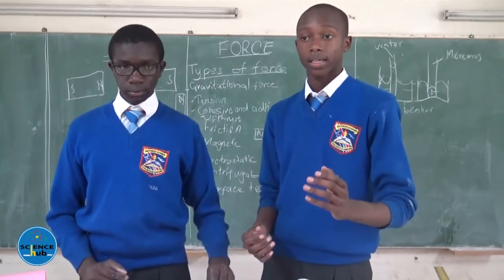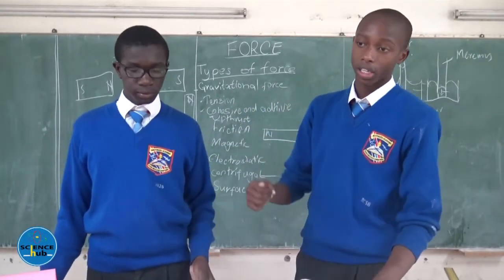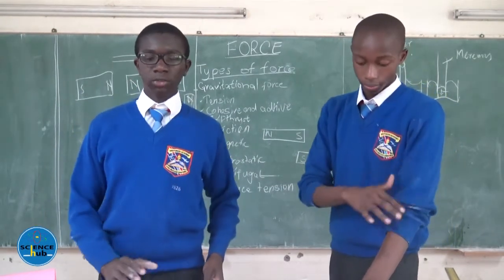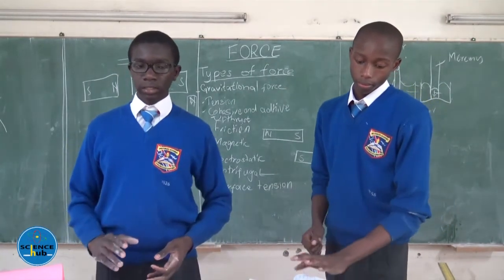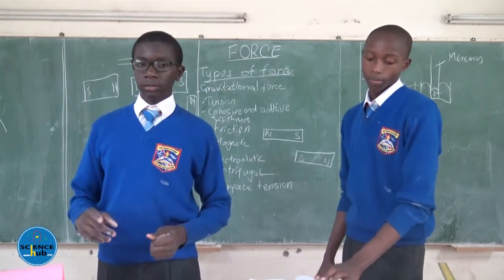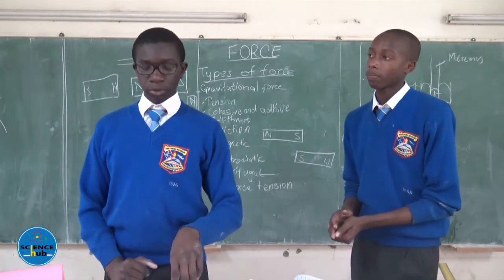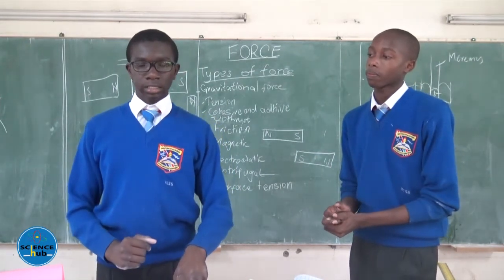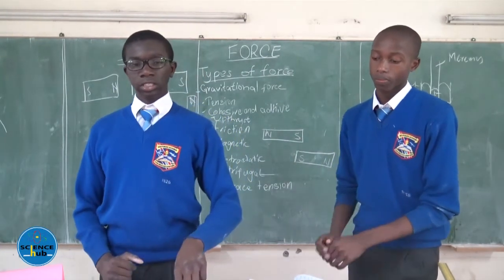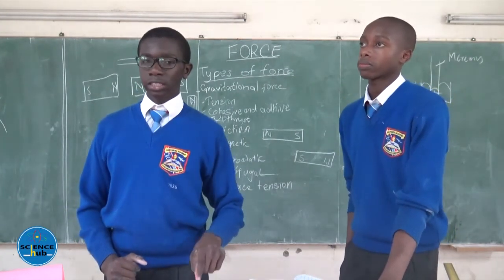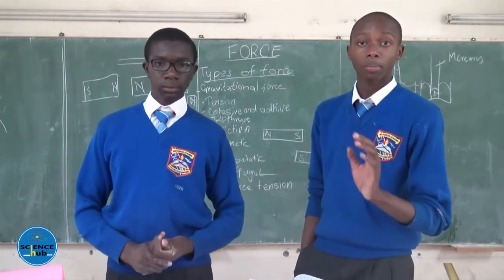This means that the direction of weight is towards the center of the earth. That's why we say weight has direction. And mass has only magnitude, but has no direction. And you realize that all forces, because weight is a force, have both magnitude and direction. Weight is referred to as a vector quantity, while mass is referred to as a scalar quantity. A scalar quantity is one that has only magnitude, while a vector quantity has both magnitude and direction.